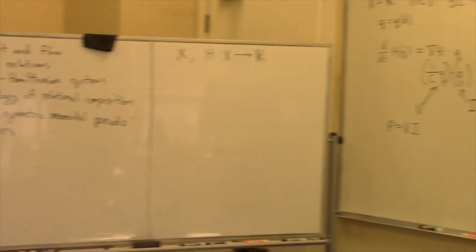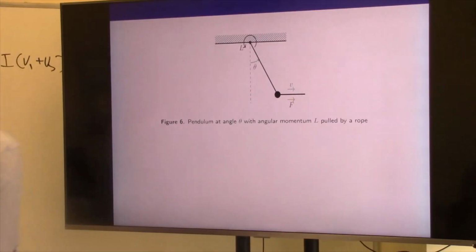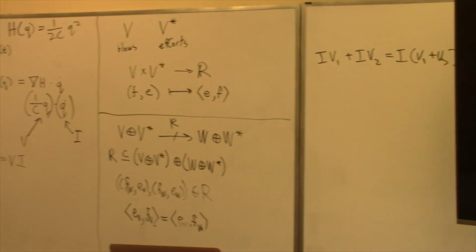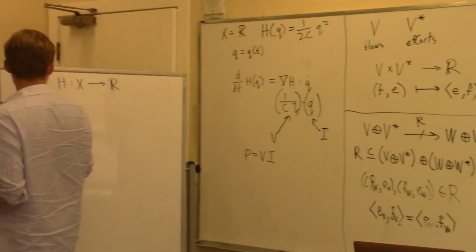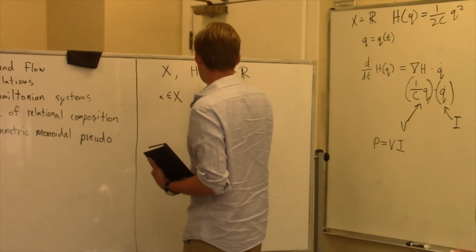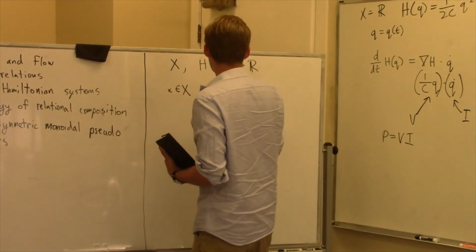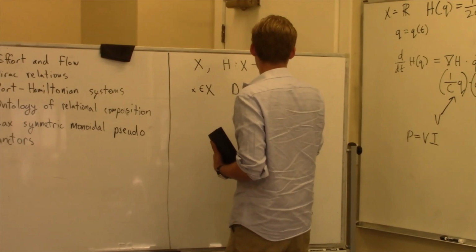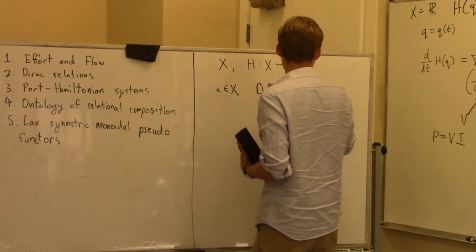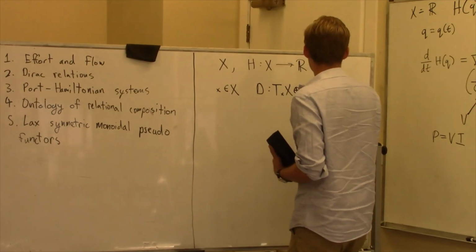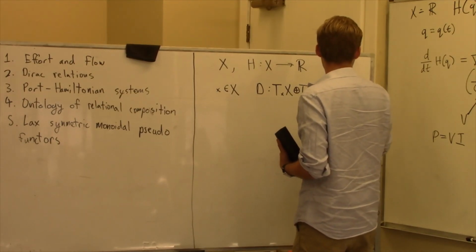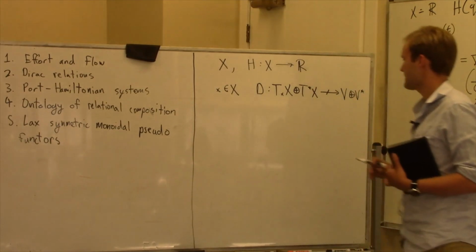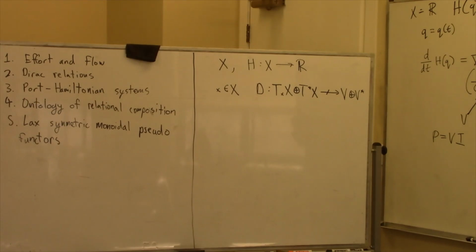So in this case, V would just be R. So we have an interface of flows and efforts. And then for every x in X, we have a Dirac relation D, which goes from the tangent space at X direct sum the cotangent space at X, to V dual. Can you use like a bar through the arrow?